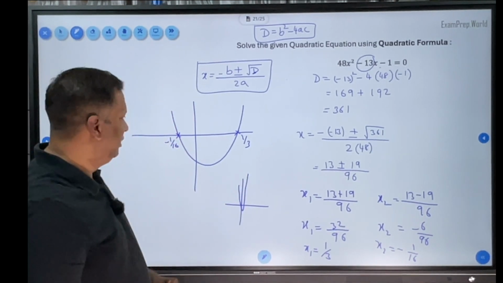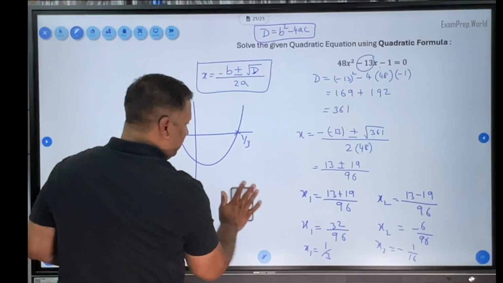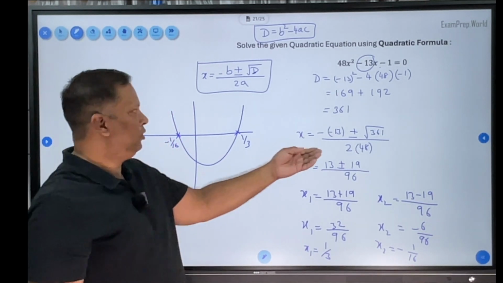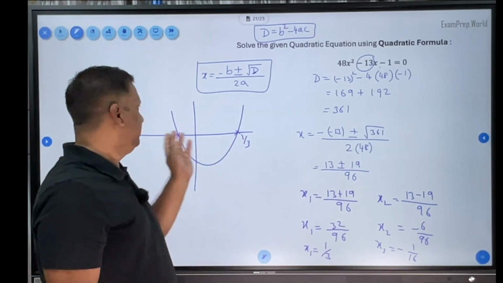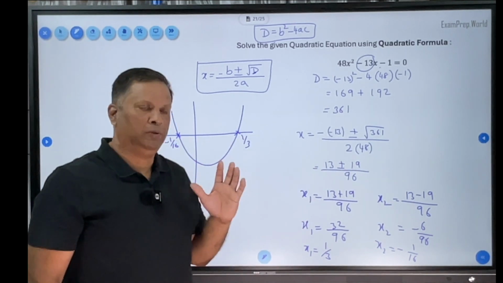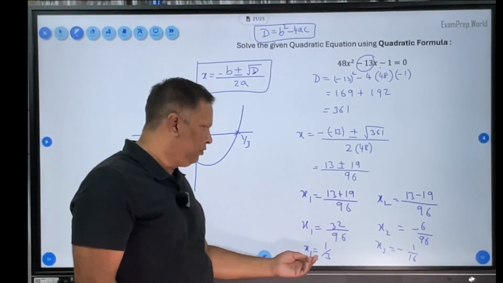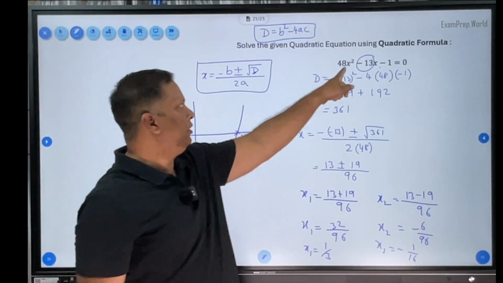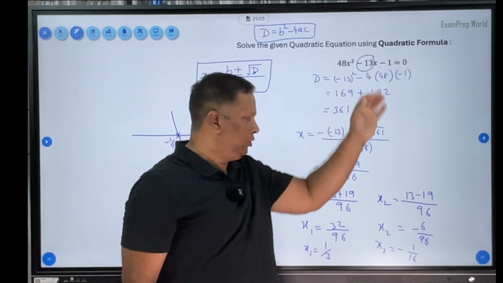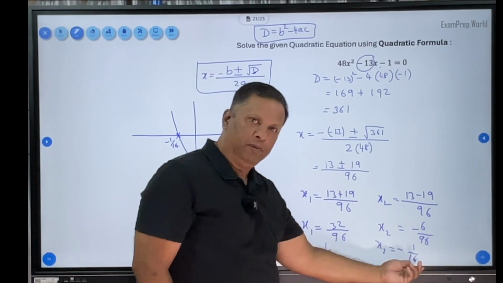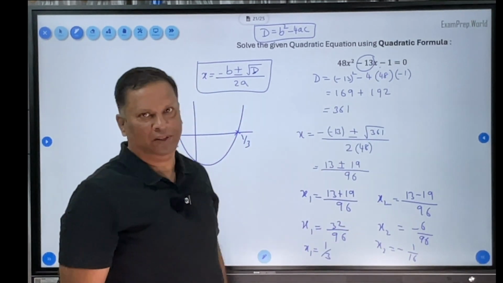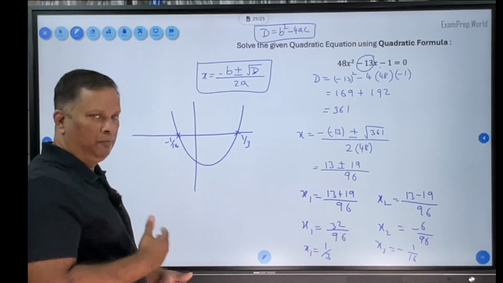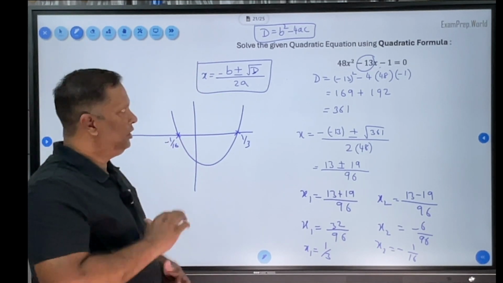Anyhow, we are more interested in solving the quadratic. So what do we find actually by using the quadratic formula? We are finding the x-intercepts. That is what solution means, or finding the values of x. If you input 1 by 3 in the main function here, you will find that it becomes 0. And if you input negative 1 by 16 also, it will become 0. Understood? So let's do another one. You can pause this video at this point and take the notes.